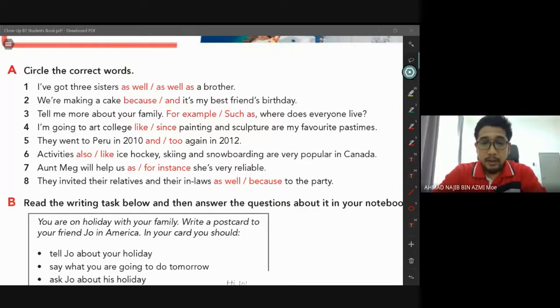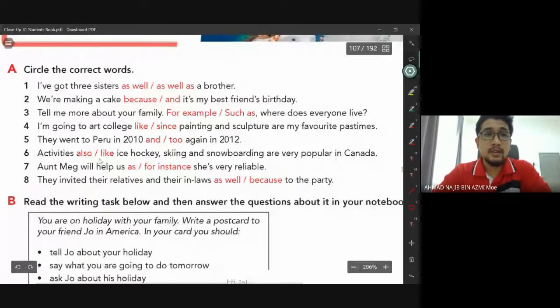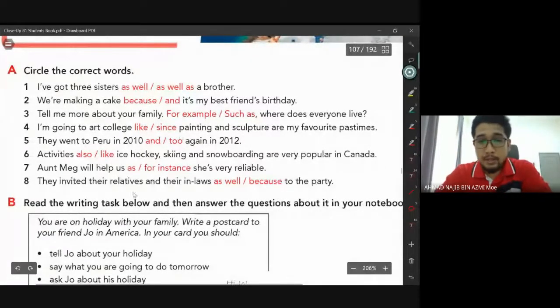All right. 9 people, but I think we've waited long enough, so we are going to discuss the answers for exercise A. Anybody would like to share the answers with the class?